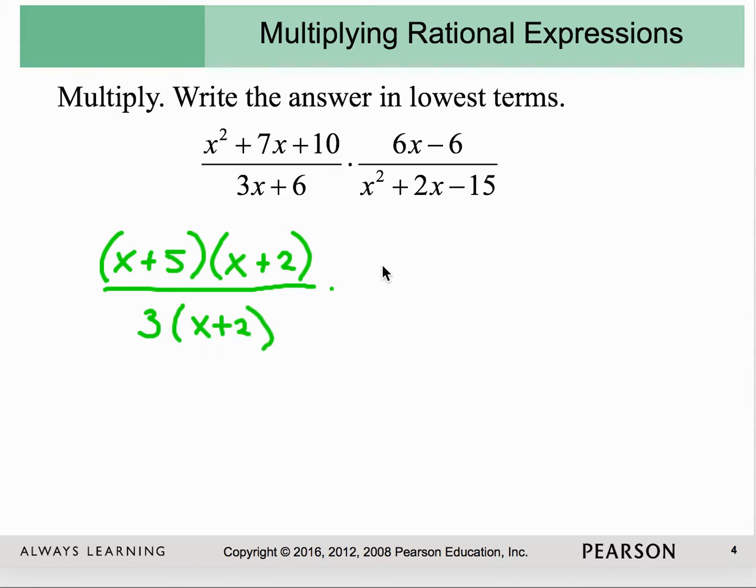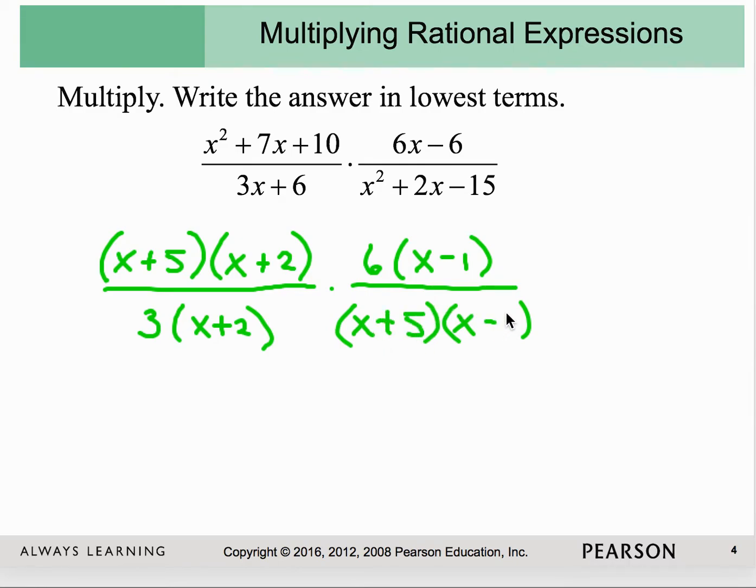Okay, same thing for that numerator. I can factor out a 6. The denominator is quadratic, so it's going to factor as 2 binomials. All I need are the 2 numbers that multiply to give negative 15 and add to give positive 2. So that's positive 5 and negative 3.